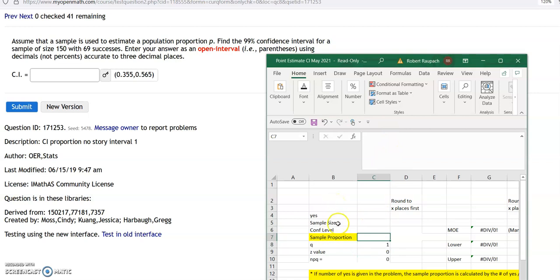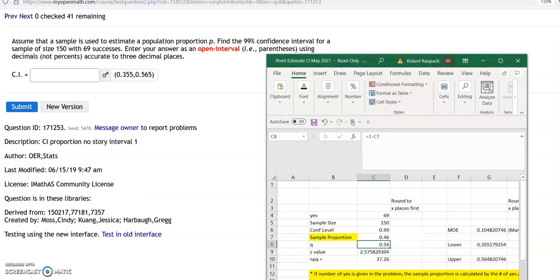I was testing something out. If I did a problem from before where this is wiped out, then I do number of successes 69, sample size 150, confidence level 0.99, and then I'd put equals this divided by this for my sample proportion, okay? Or if you're feeling comfortable doing that, just X out of here, go back into the course, grab a fresh spreadsheet, okay?